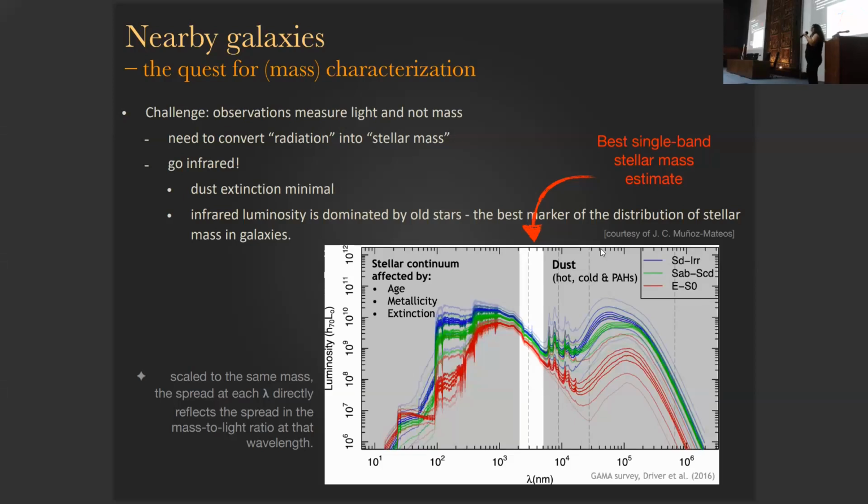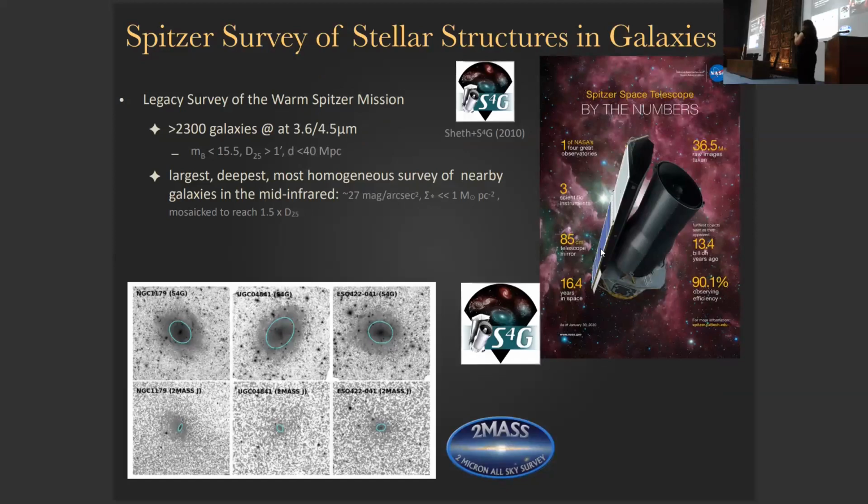So this is the graphical way of convincing you of the power of the infrared. And this was the motivation. It is a great motivation to use JWST to look at stellar mass distribution in galaxies, but this was already the motivation for this legacy survey during the warm Spitzer mission.